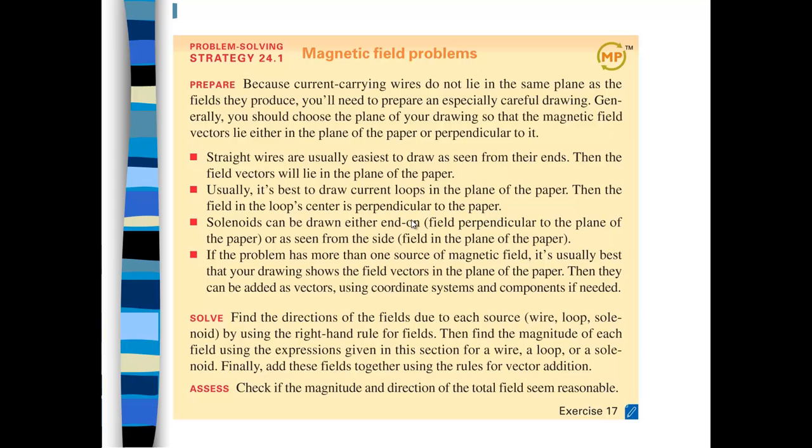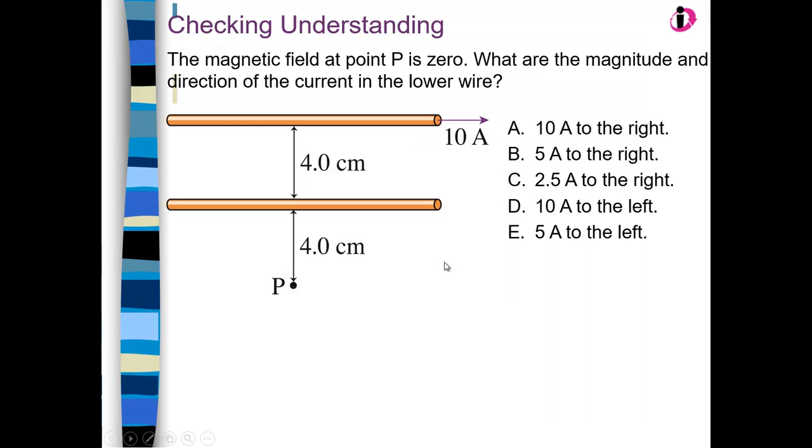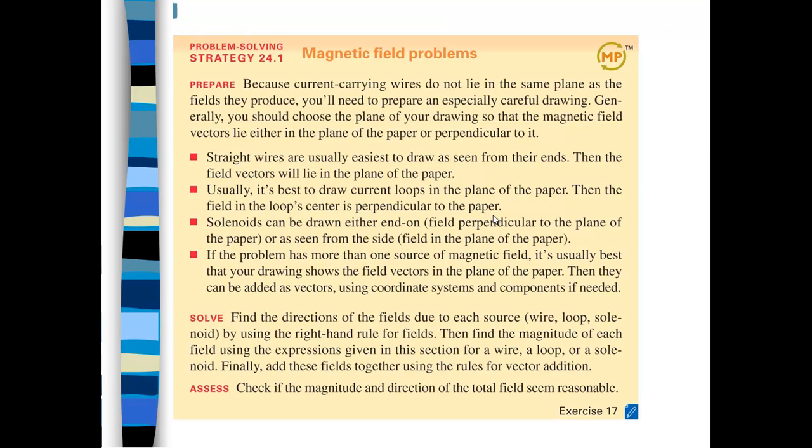So if you have multiple sources of magnetic field, whoopsie. Okay, go back. Good job. If you have more than one source of a magnetic field, it's usually best that your drawing shows the field vectors in the plane of the paper. And then if you've got multiple fields, then you have multiple vectors.